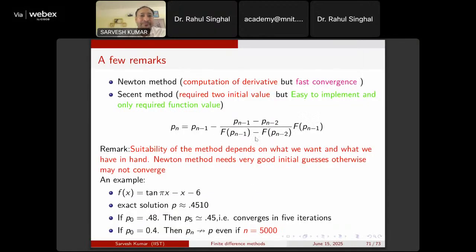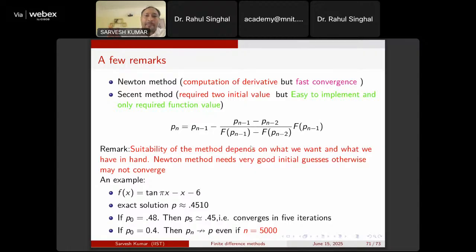So in Newton's method, we have to compute the derivative, right? But it has fast convergence. To avoid the derivative, you can use the secant method, right? If Pn is close to Pn minus 1, it is just like a derivative, which you use in the Newton method.